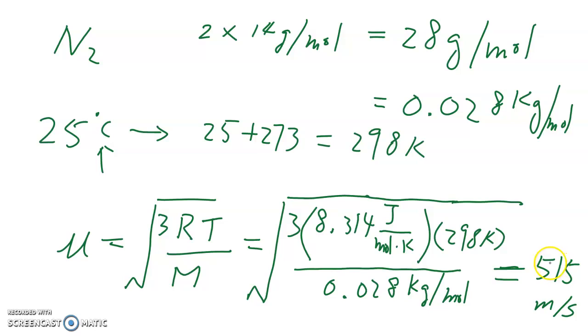That is very fast, and let's compare that to the speed of sound. The speed of sound at room temperature is about 430 meters per second. That makes sense, because sound uses the air to transfer the energy, and the speed of sound cannot be faster than the motion of the molecules. So that makes sense.